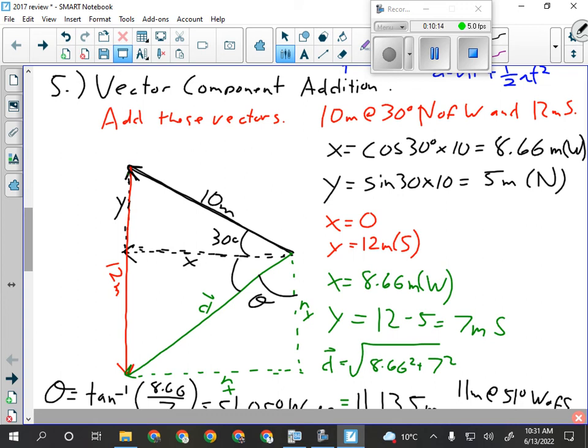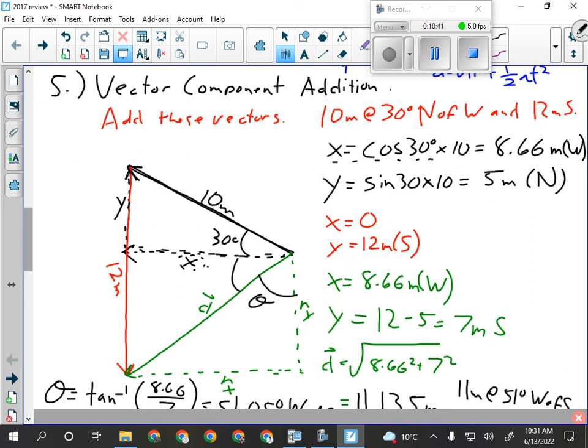All right, now that I've got that step done, I need to find the x and y components of my two vectors. So for the black 10 meter vector, my x component here is the adjacent side, so I'll use the cos of 30 times 10, which comes out to 8.66 meters west. I will use sine because the y is the opposite side, and it's north, so sine of 30 times 10 is 5 meters north. So I've got the x and y components of that.